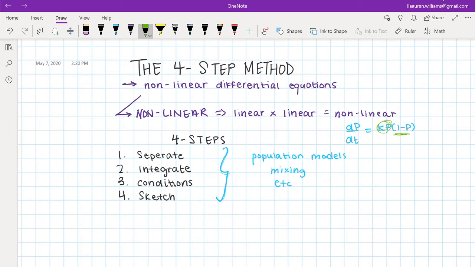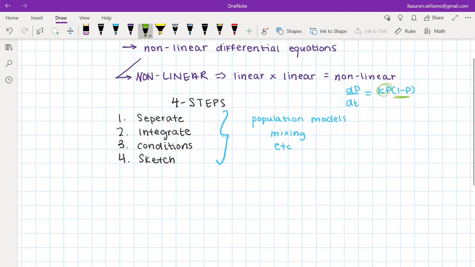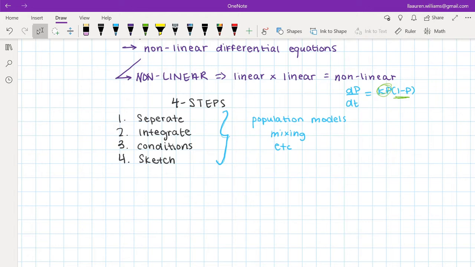This is 1, separate, 2, integrate, 3, apply the conditions, and 4, sketch. These 4 steps can solve all kinds of nonlinear differential equations, such as different population models, mixing models, etc. So today we're going to take the example here, and we're going to apply the 4 steps to it.